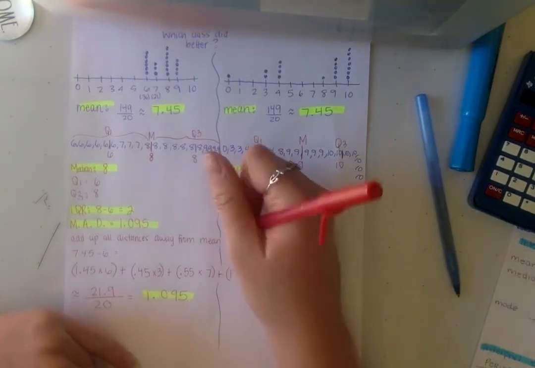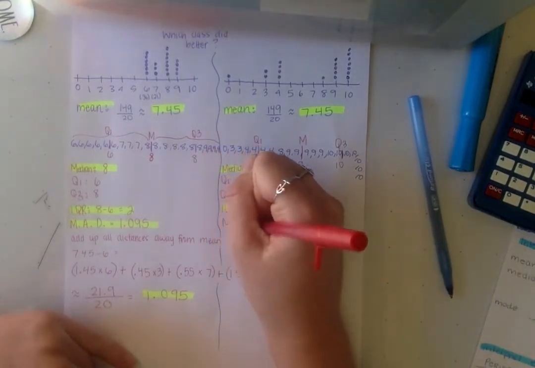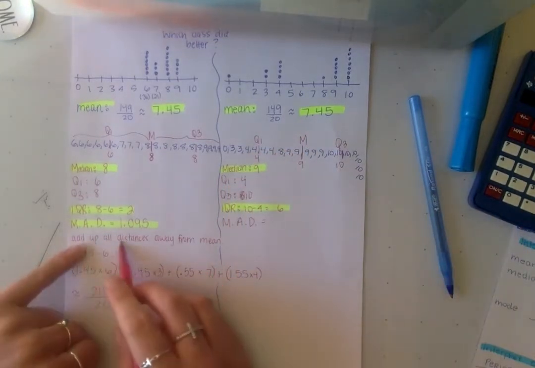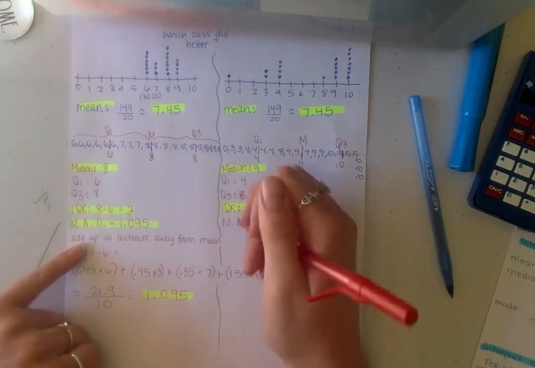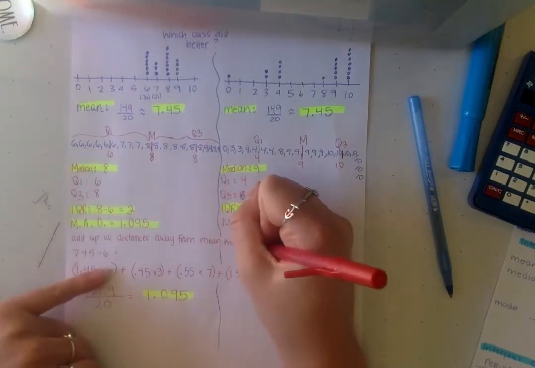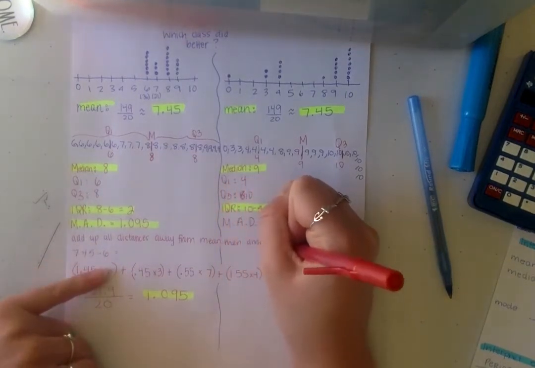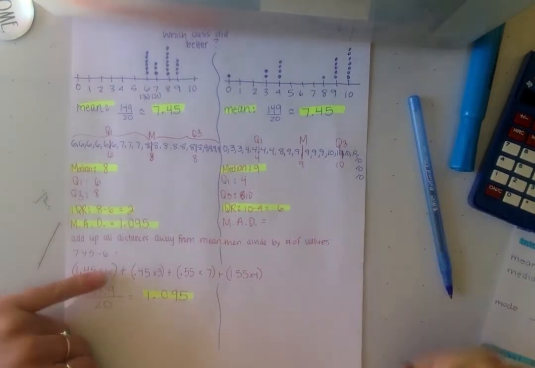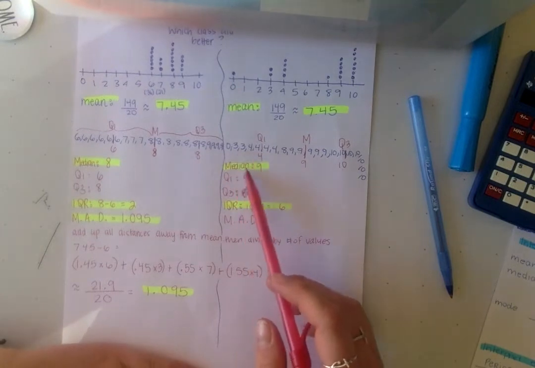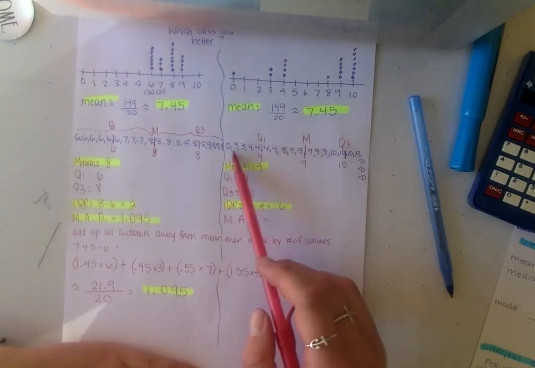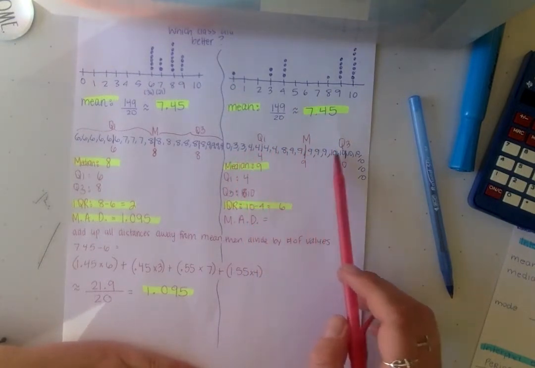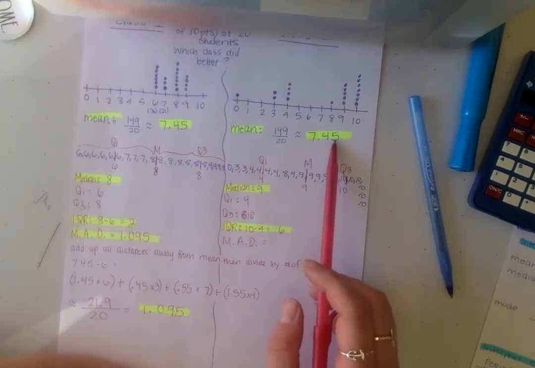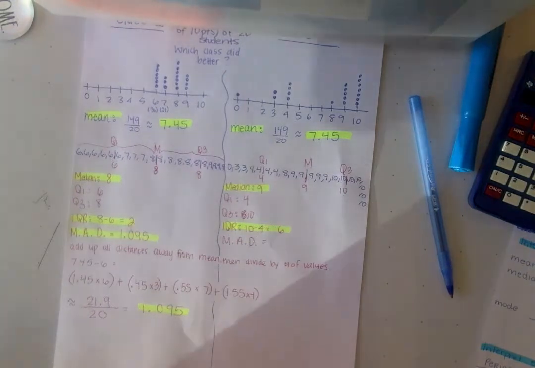So then the last thing I want to do is find our MAD of the data. What you would do is add up all your distances away from the mean, and then divide by the number of values, like we did before. So go ahead and see if you can add up all of these different values, and how far away they are from the mean of 7.45, and see if you get the right answer.